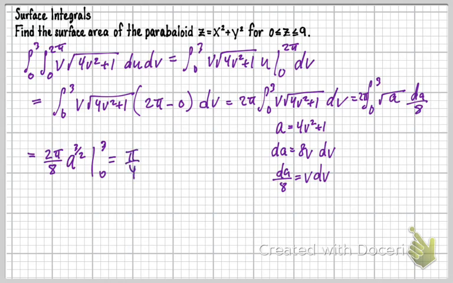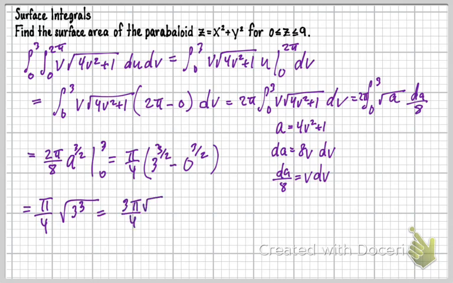I'm going to write it that way. And then this a thing here is going to be 3 to the 3/2 minus 0 to the 3/2. And that's going to equal pi over 4 times 3, and I should write it this way, actually. The square root of 3 cubed is really what we're dealing with in there. So that means I'm going to have 2 of them and the square root of 3 left. So I'm going to have 3 pi over 4 times the square root of 3. And this will be our final answer here.